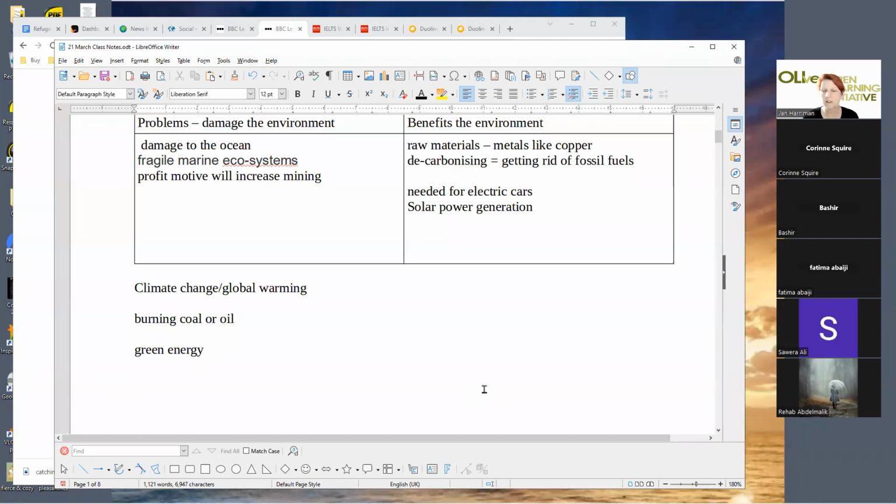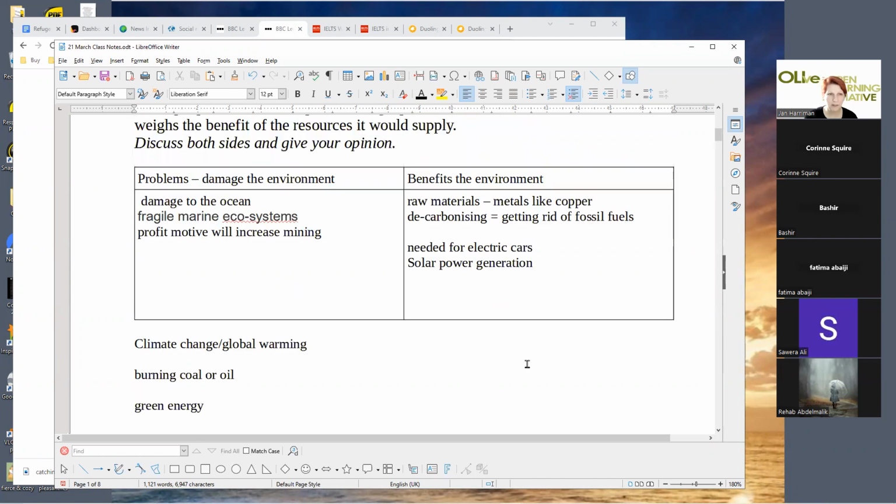So these aren't technical terms. They're what we use day to day to talk about these things. Right. Well, there we are. We've had a little bit of a look at that. And now I'm going to talk about taking a subject and exploring problems and benefits inside that subject. All right. And this is often what you need to do in a task two IELTS essay question.